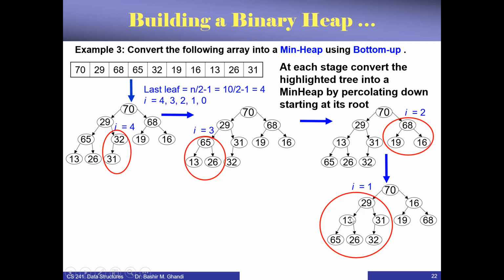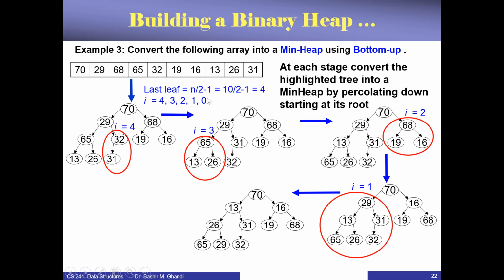So 13 will go up. But you don't stop there. Again, you compare 29 with the two children. Okay, 26 is smaller. So 26 will go up and 29 will end up here actually. So this is what you will end up with. You can see 29, which was the root of that tree, has ended up here. 26 has moved up and 13 has also moved up. Okay, so this is the result of calculating the 29 down.